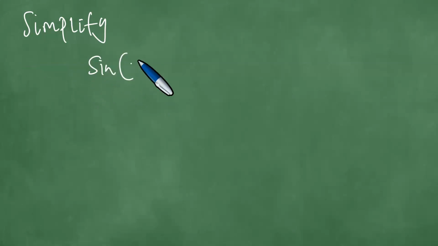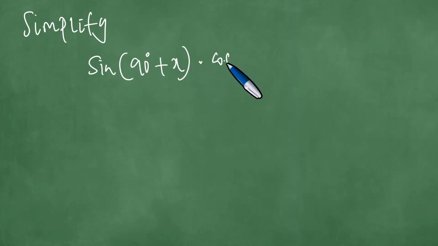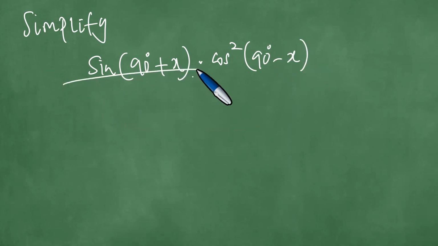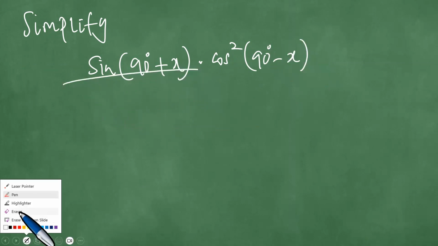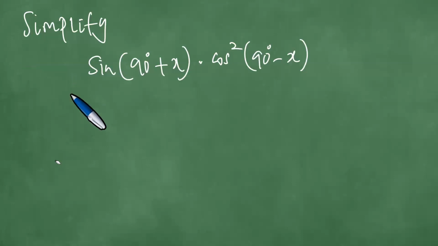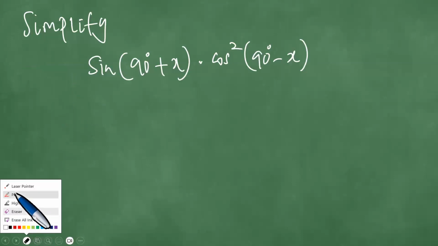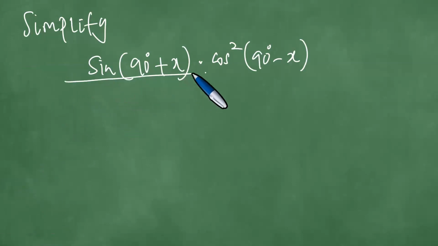the sine of 90 degrees plus x times cosine squared of 90 degrees minus x. And you divide by the following.